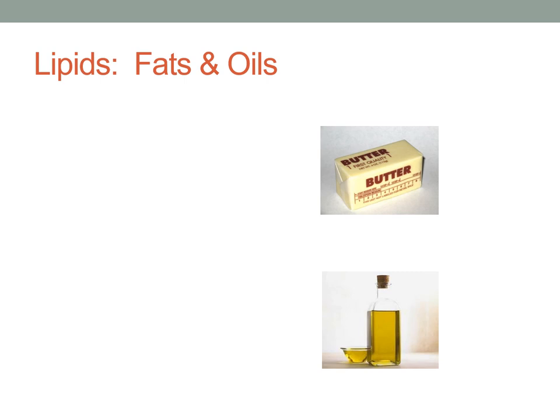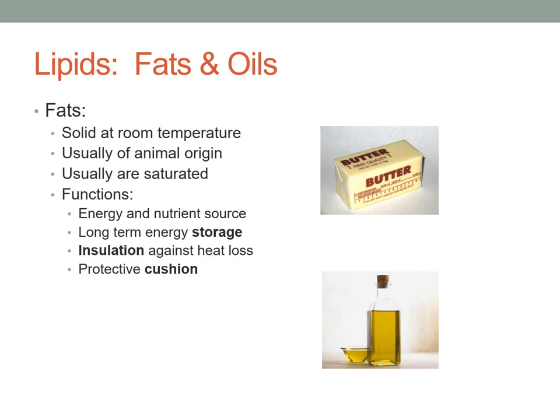Fats and oils. You know these. We eat these, so you're very familiar with them. Fats, by definition, are solid at room temperature. That's kind of how we distinguish one from the other. They're usually of animal origin. Lard is solid at room temperature. Butter is solid at room temperature. So they're usually things produced by animals. They're usually saturated fats, and that has to do with their chemical structure. They have as much hydrogen in them as possible. It makes them rigid. That's why they are solid at room temperature generally. And their functions, this whole energy and nutrient storage, absolutely. It's a great way to store energy.